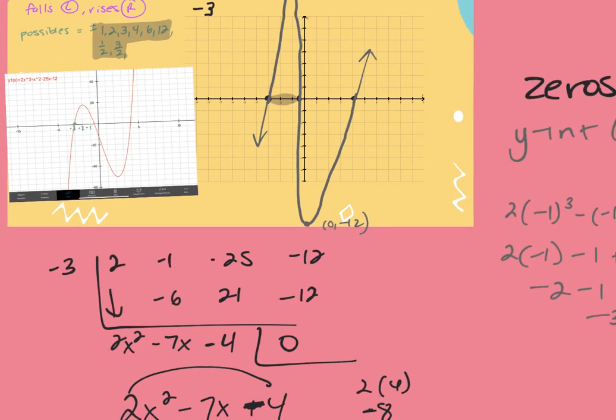So notice that on the actual graph, it kept going down after the y-intercept, and our graph doesn't exactly model that. But as long as your graph is an approximation, and you have a point in between the two zeros, negative 1/2 and positive 4, this is good enough for me.